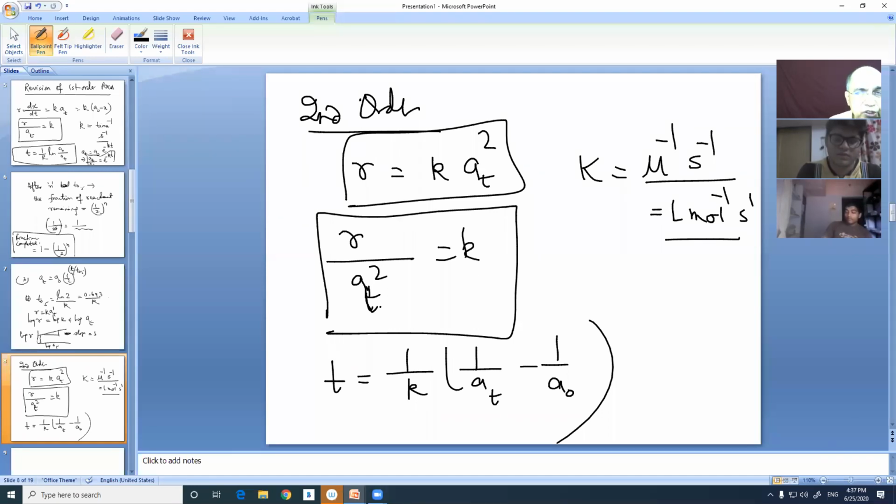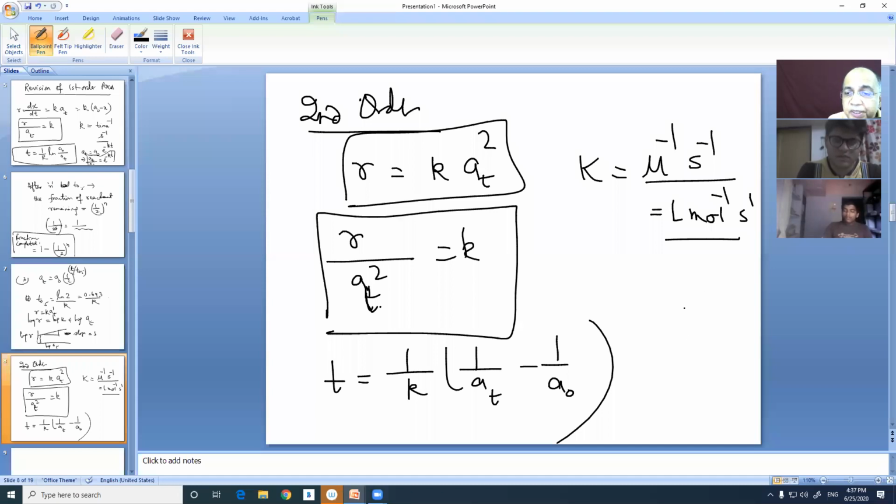Just convert the equation to the form y is equal to mx plus c, and then look at the question to see which one is the y coordinate and which one is the x coordinate. Accordingly, you draw and find what the slope and the intercept will be.